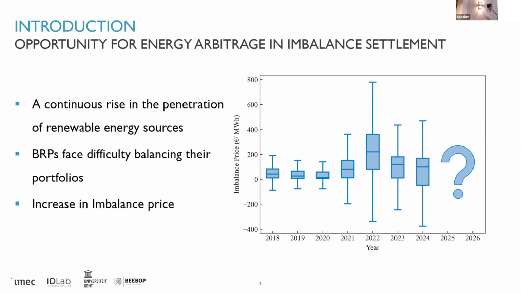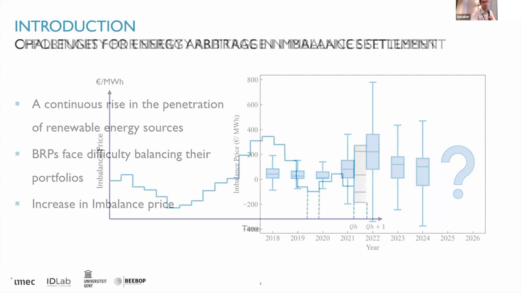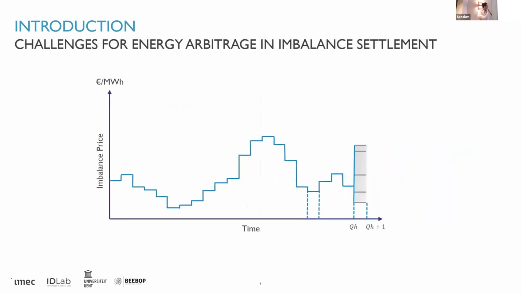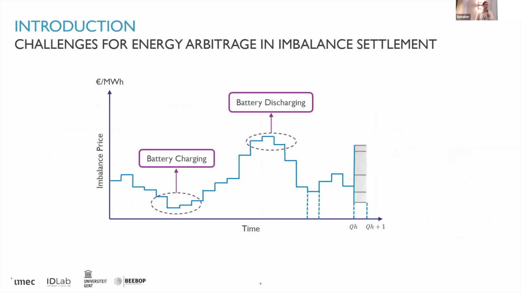I would also like to draw your attention to the imbalance price trend of Belgium. As you can see, there is an increase in both the median and the volatility of the price when we look at recent years, especially. But actually, this volatility is not that bad because it provides an opportunity for participants to do arbitrage in this market: charge the battery when the price is low and discharge the battery when the price is high. But it's not that easy to do this arbitrage.